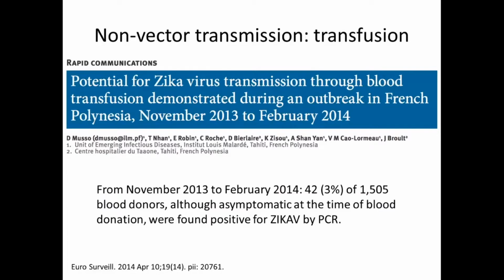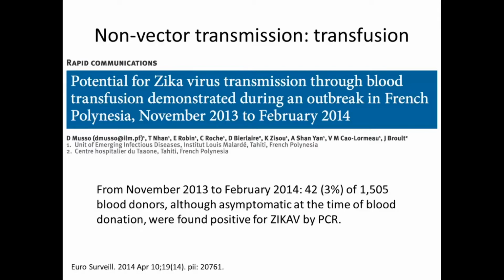So one is other routes of transmission. I'll just go through those. One is transfusion. That's not surprising. We know that people are viremic, and if you transfuse viremic blood into other people, you're going to probably infect them. So given the very high attack rates, though, and the asymptomatic infection rates, then there's a risk of a reasonable prevalence in the blood donors.